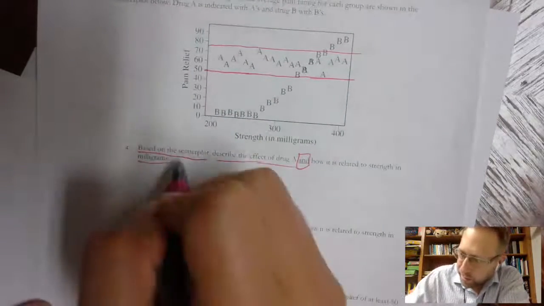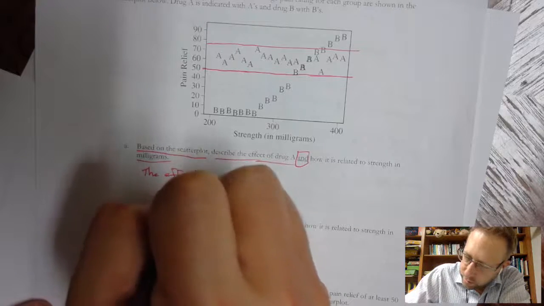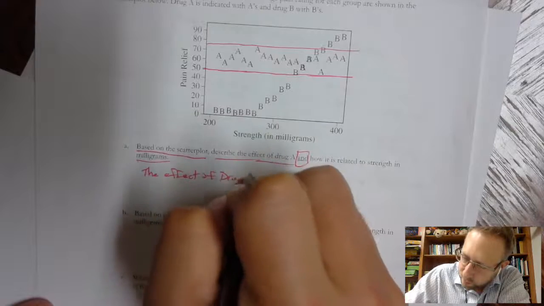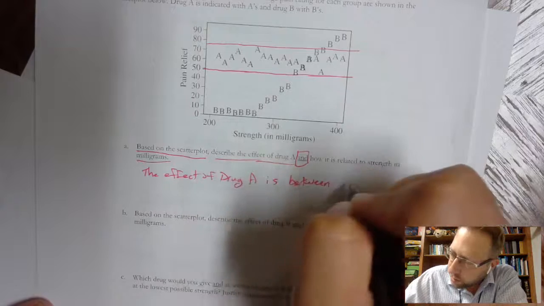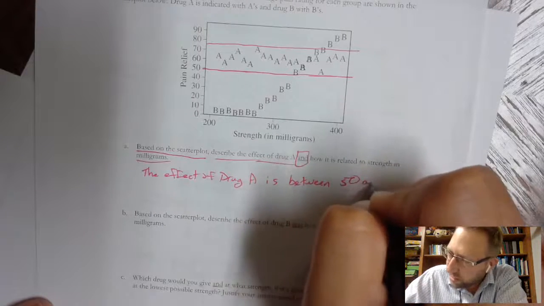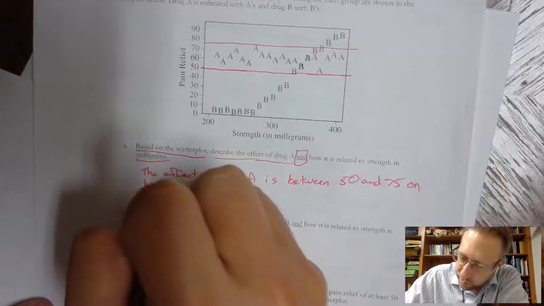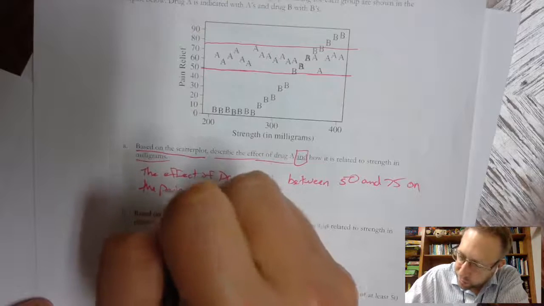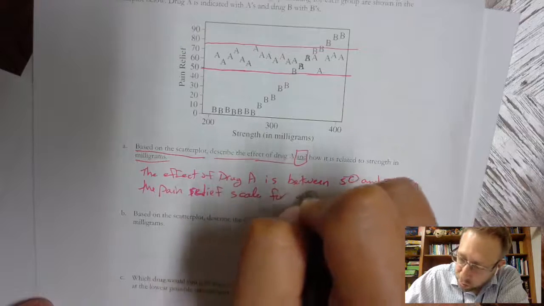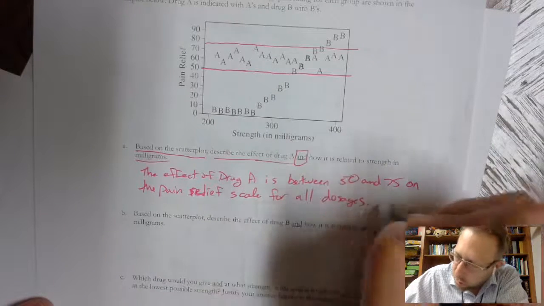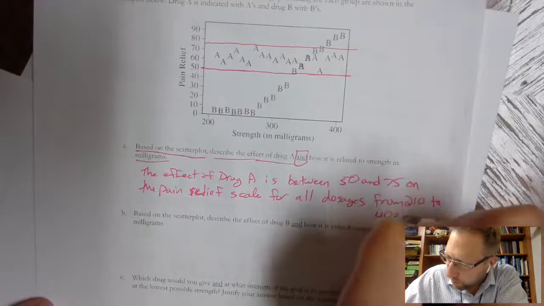So based on the scatter plot, the effect of drug A is between 50 and 75 on the pain relief scale for all dosages from 210 to 400 milligrams.